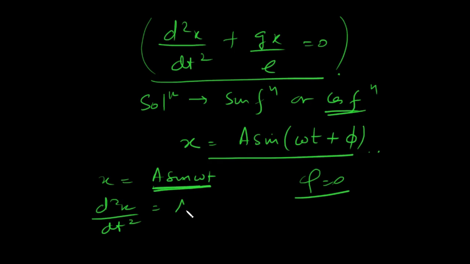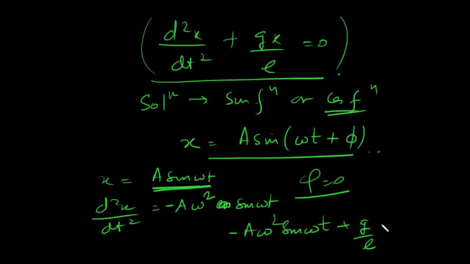The first differential will give aω cos ωt, right? And the second differential, again the differential of cos would be minus, so this would be −aω² sin ωt. Let us write this down: −aω² sin ωt + (g/L) times x, and x was a sin ωt, equal to 0. You see sin ωt gets cancelled out, a gets cancelled out, and we are left with ω² = g/L.